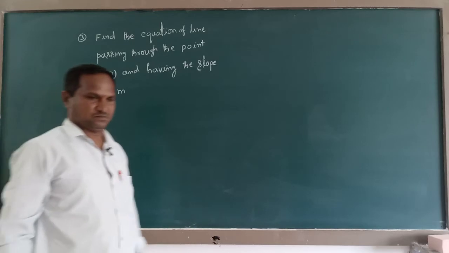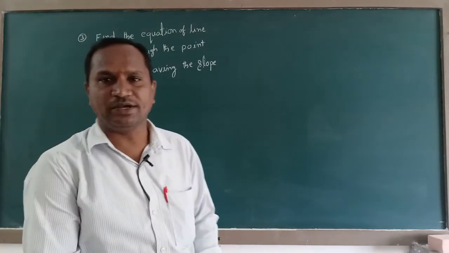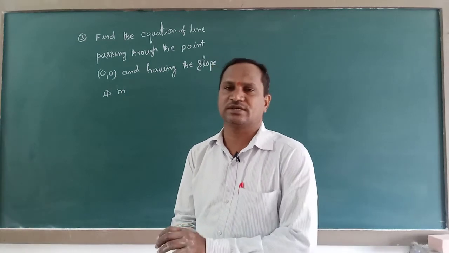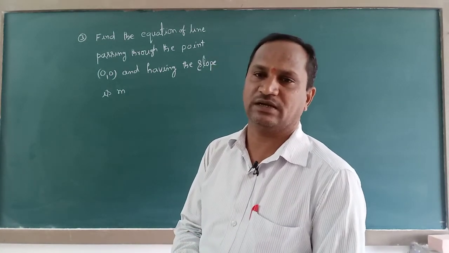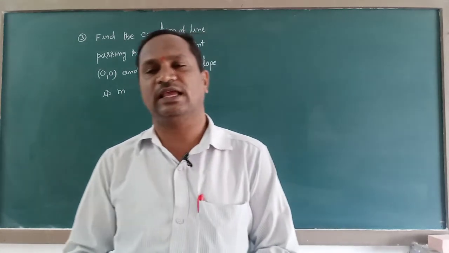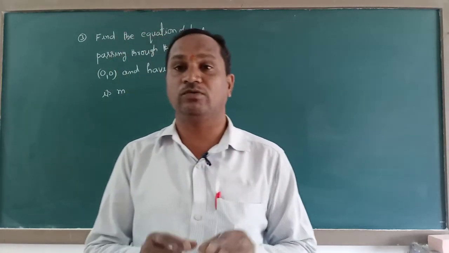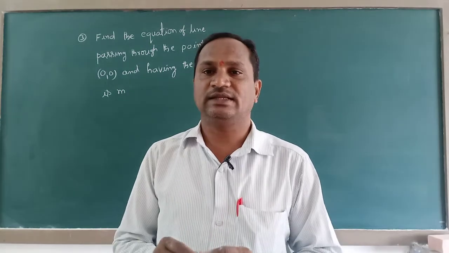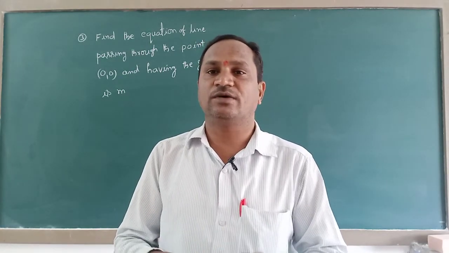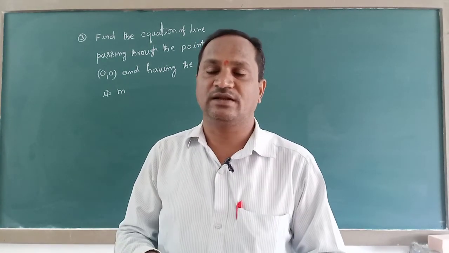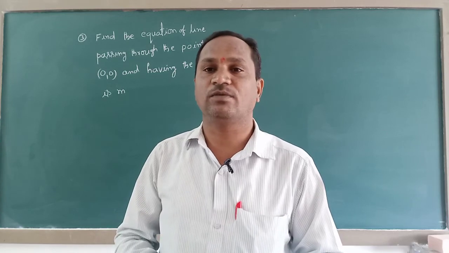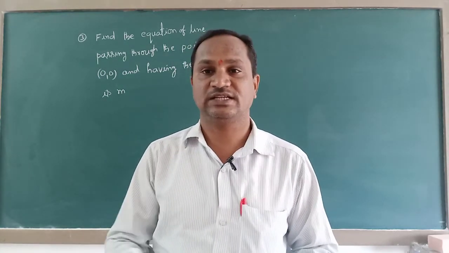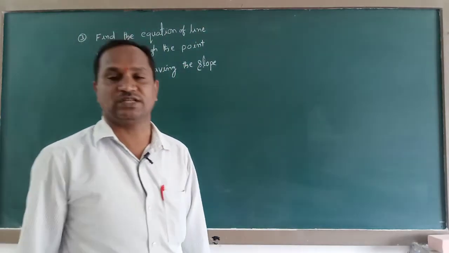Slope they give, and a point it passes through they also gave here. Consider the point as x1, y1, and the slope as this small m. Which formula do they ask about here? We have to apply the slope point form here. By applying that formula, we will find the result. That's why I will show you how to solve this question now.